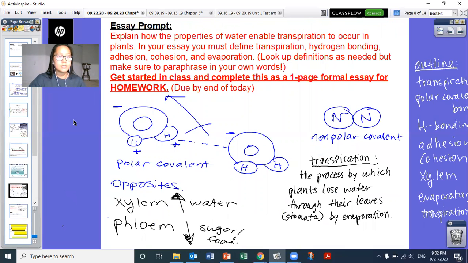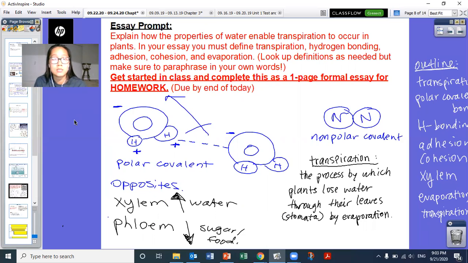So to close out this lesson, I'm going to have you answer this essay prompt. I want you to explain how the properties of water enable transpiration to occur in plants. In your essay, you must define transpiration, hydrogen bonding, adhesion, cohesion, and evaporation. You may look up the definitions if you don't already know them, but please make sure to paraphrase them into your own words because the plagiarism checker on Google is actually pretty strict. I'm going to have you get started right after you finish this note taking and after you turn in your notes for your extra credit.